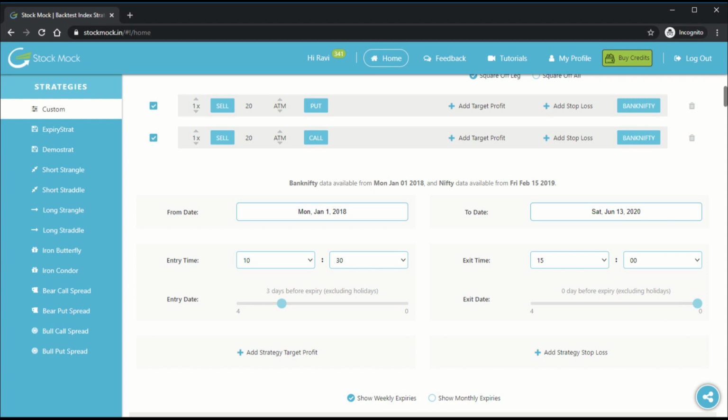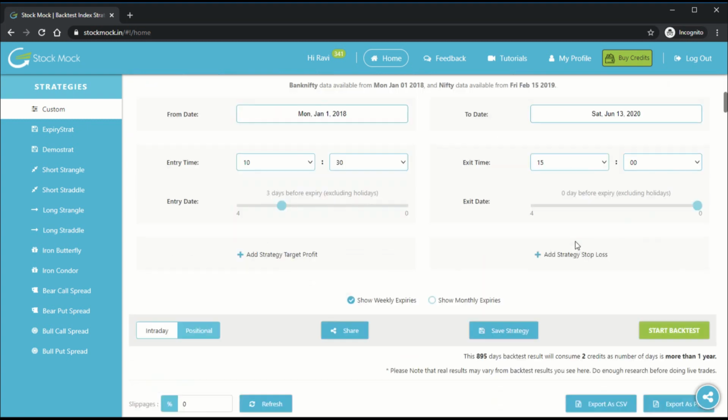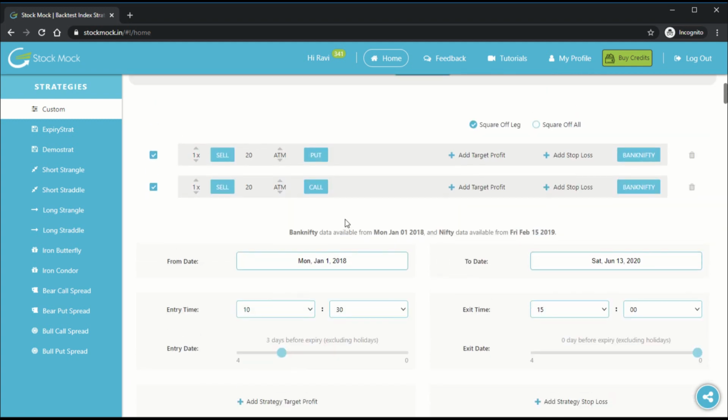So talking about stop loss, there are two different levels at which stop loss can be placed. The first level is stop loss per leg level, and the second level is stop loss at a strategy level. Let's start with strategy level. By strategy, I mean all the legs that have been positioned here together constitute a strategy.